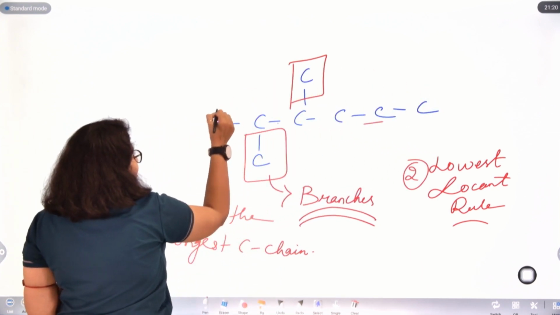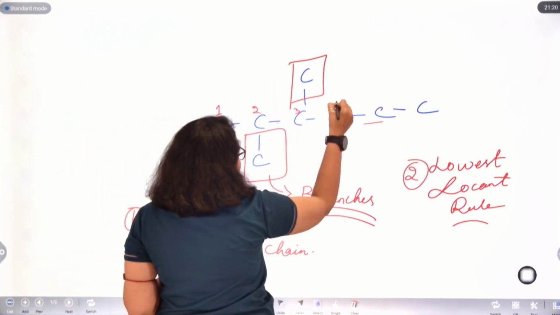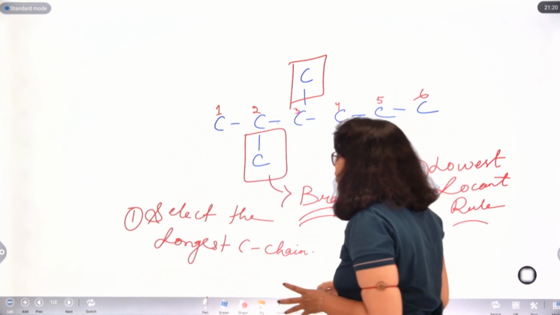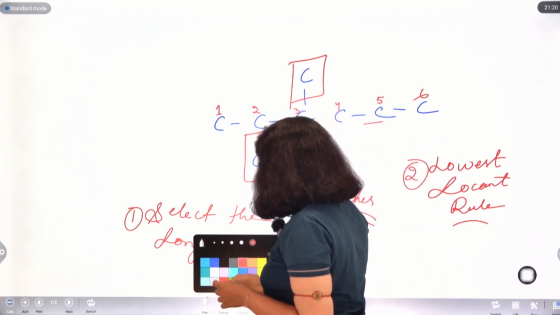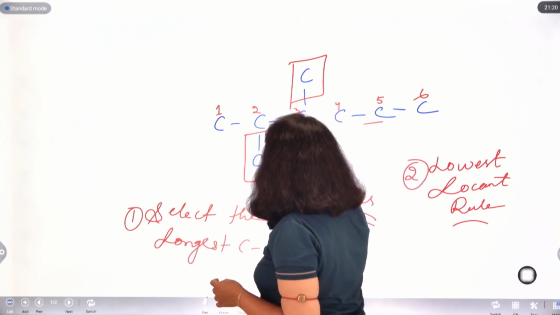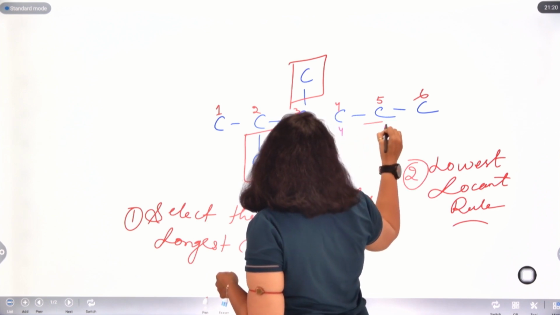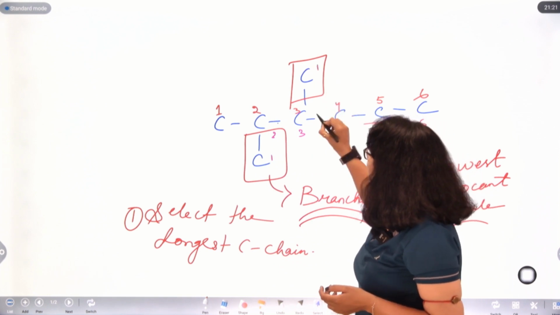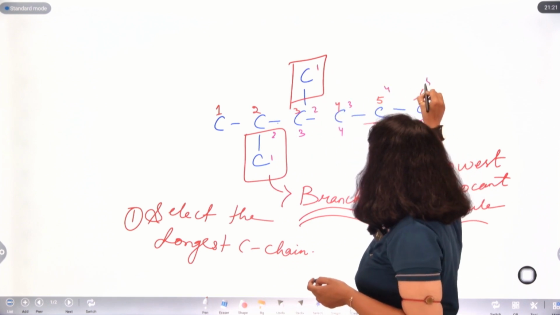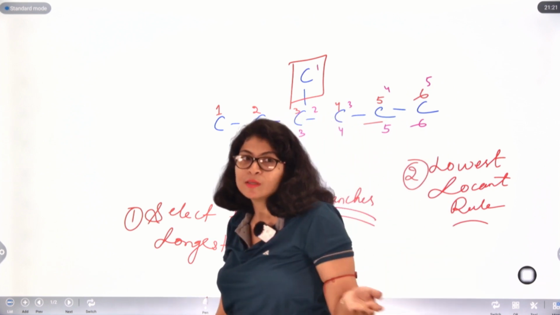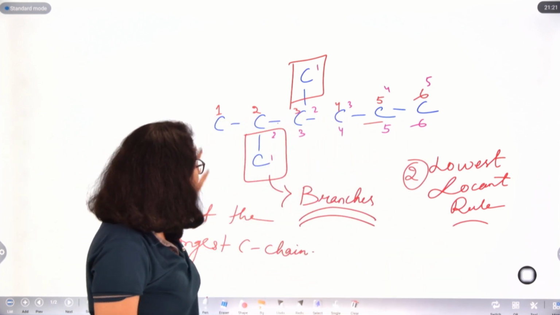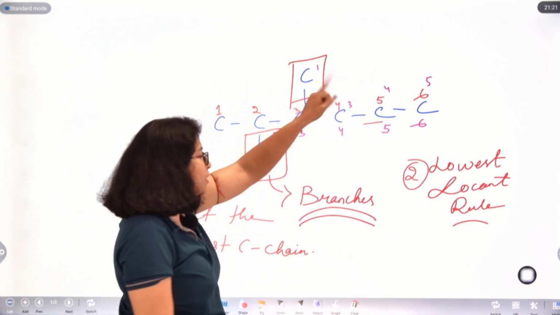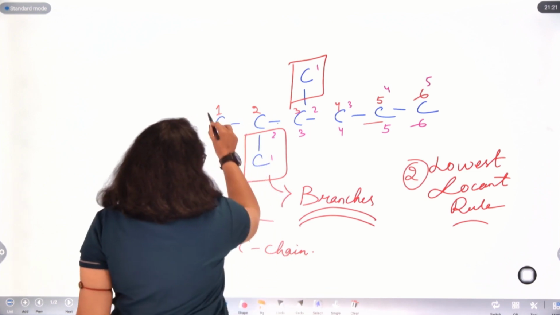1, 2, 3, 4, 5, 6. If I'm going straight, I'm getting 6 carbon atoms. If I'm going like this, 1, 2, 3, 4, 5, 6, I'm getting the same number. If I'm going from this chain, 1, 2, 3, 4, 5, here I'm getting 5 carbons, 1 carbon less. So obviously I have to choose the longest chain. Either I can go with the straight one, or I can take this one as the longest chain. Okay, so consider I'm taking this one.